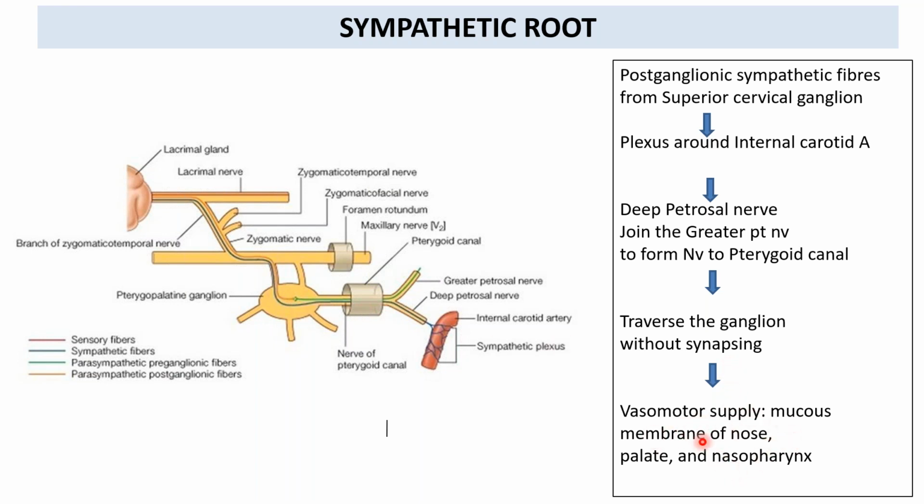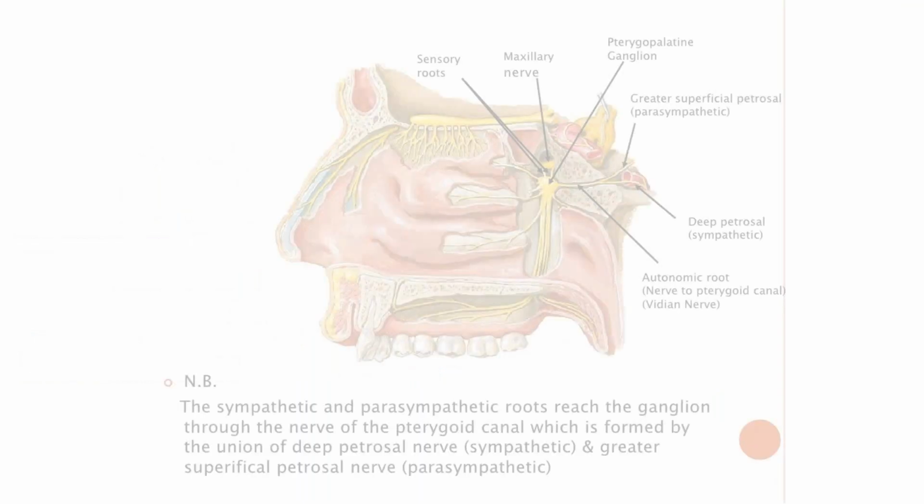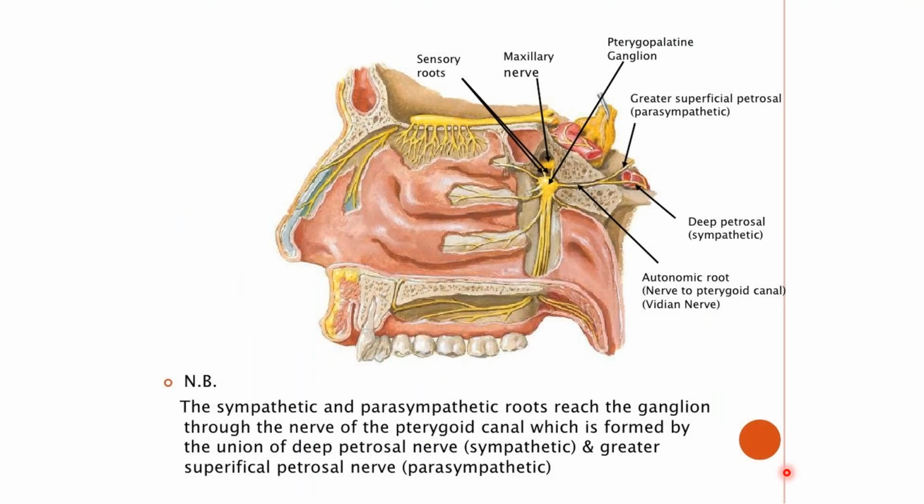And then from here they will be supplying the related area and the mucous membrane of the nose, palate, and nasopharynx directly. So remember, one thing was common, that is the union of deep petrosal nerve and the greater petrosal nerve, both in the sympathetic and parasympathetic.